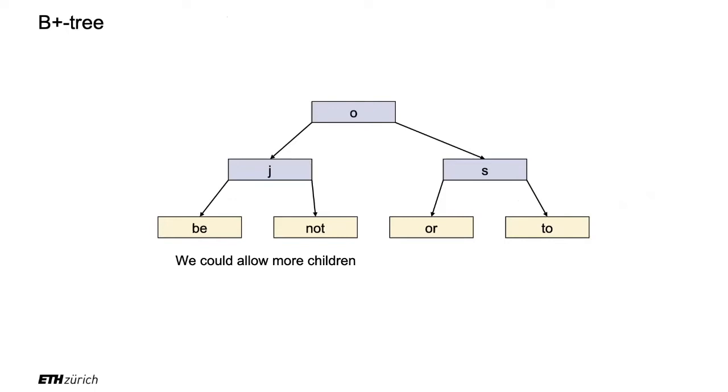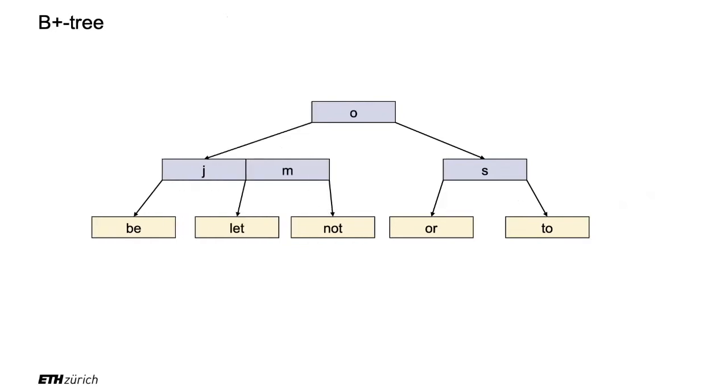So we don't actually have 2 children per tree. We allow more children. For example, here we could have 3 children, and then I have 2 comparison keys, J and M. Everything lower than J is on the left. Everything between J and M is in the middle, and everything greater than M is on the right. So you see how I can make it work with more children than just 2, right? For whom is that clear?